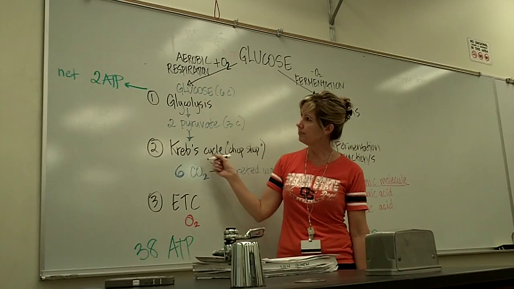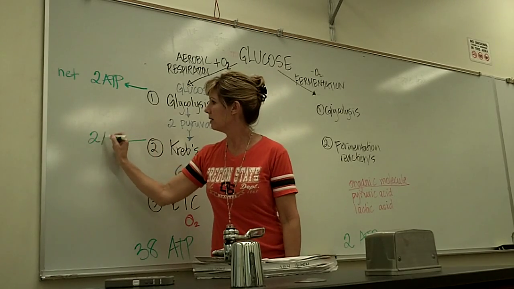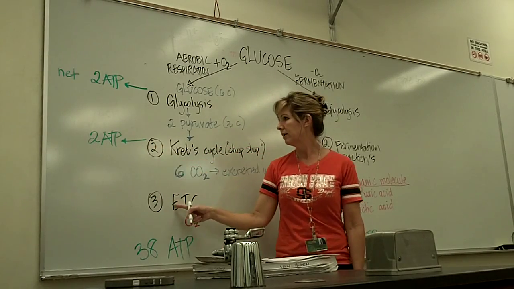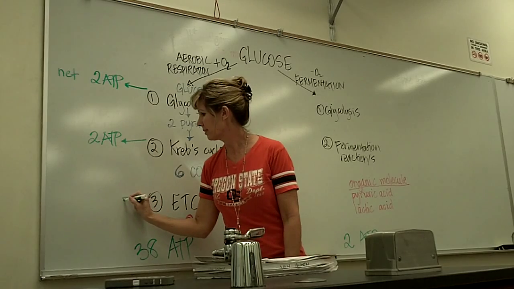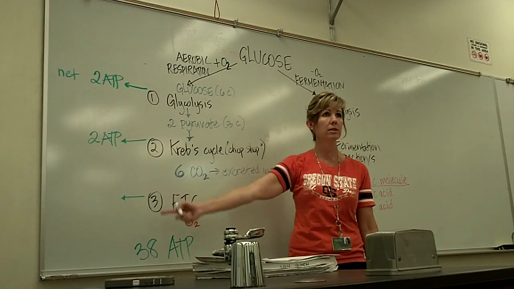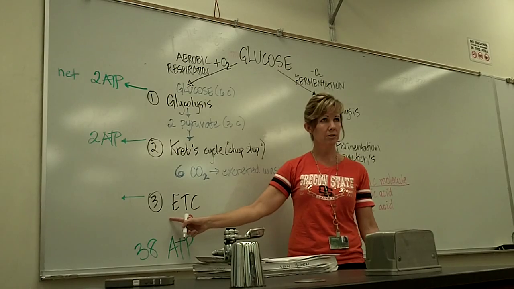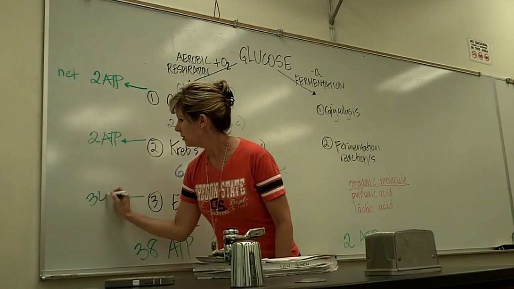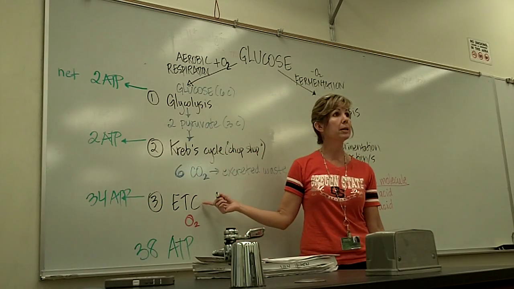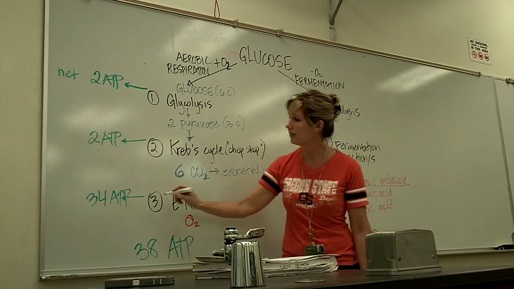The Krebs cycle, you will also get some energy out of the Krebs cycle. 2 ATP, which means if you get 38 ATP total out of aerobic respiration, how many ATP are coming from the electron transport chain? 34. So you can see that the electron transport chain is the big money market. That's where you're getting a lot of ATP produced.